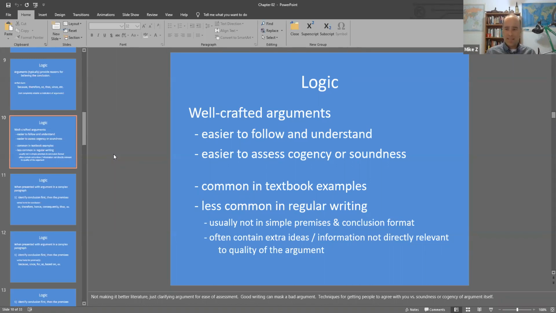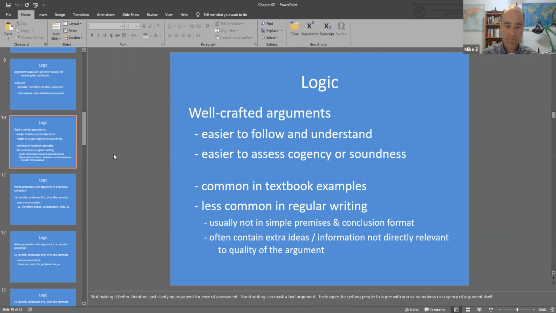But that's not literature, right? That's not the kind of thing that you would read in an essay or a novel or whatever other kind of literary work that somebody's produced. They're going to dress it up with all these other rhetorical flourishes, perhaps, and then it would be up to us to tease out those specific premises and the conclusion. So there's a little bit of work involved.